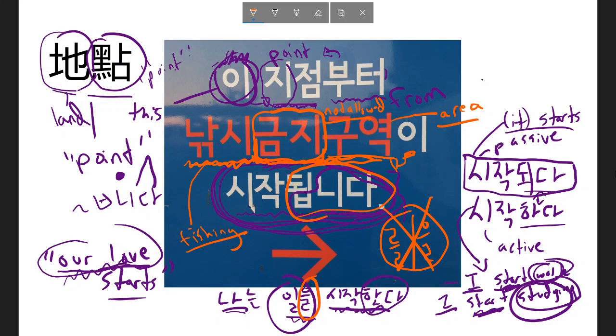Now we know the whole sign. This whole sign translates to, from this particular point, and it's not a point as in a pointy thing, but from this particular point on the ground or on the land, the area of fishing not being allowed starts. And oh great, look, this is the arrow. From what point? Well, from this point here, let's say this is where I'm standing. From this point on, that's when this fishing not allowed area starts.